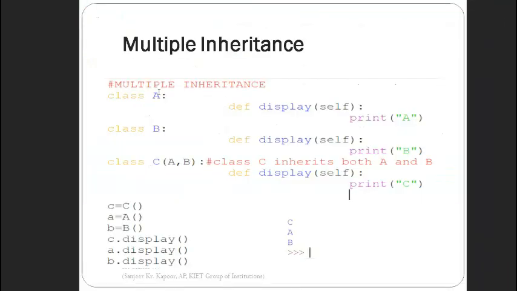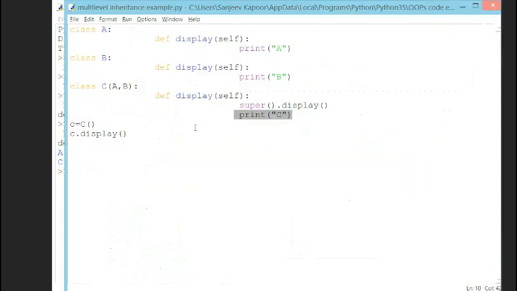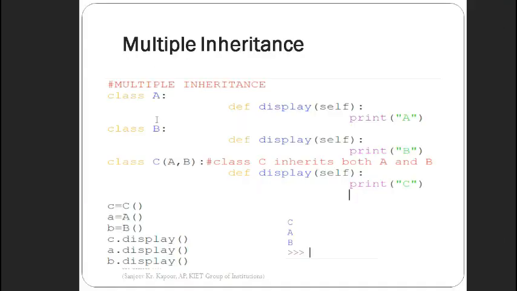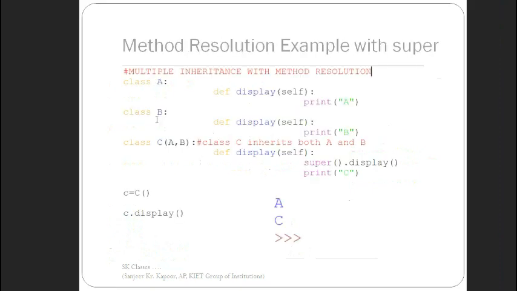So this is a simple example, and this is the example where we have tried multi-level with super keyword. So it will give priority to the leftmost class function and then move towards right. This is about multiple inheritance. So this is the rule that we use, and in this example you can clarify with the same code. If we call this function display, first A is executed and then C is executed.